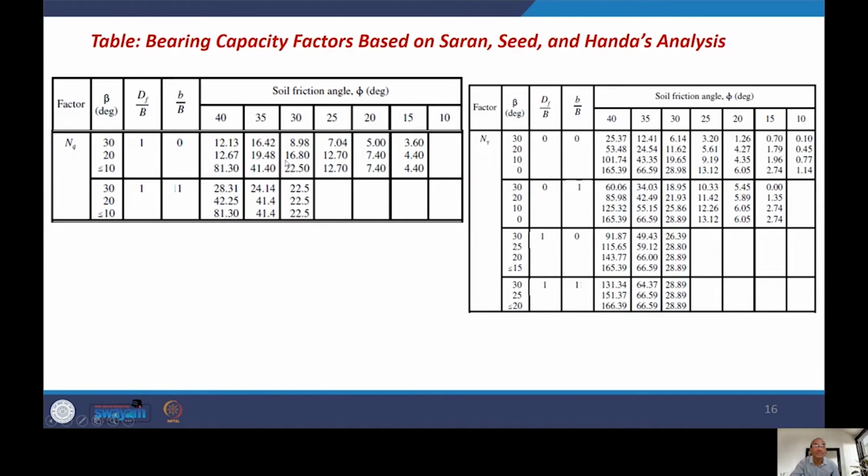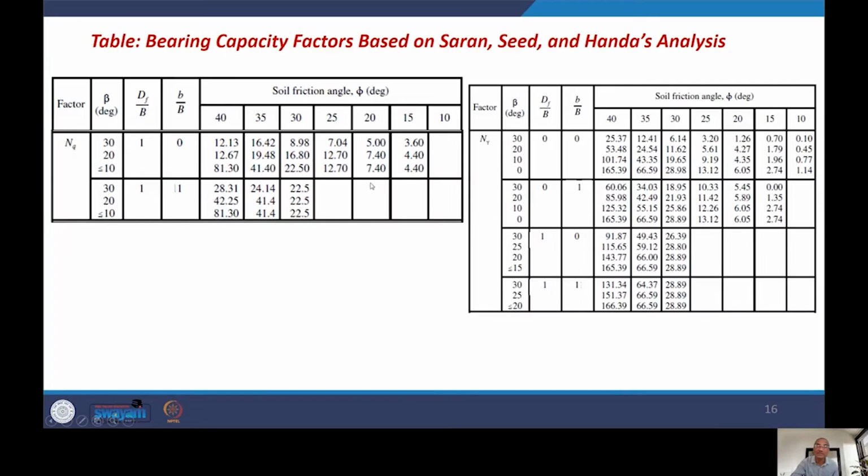Then similarly for 20 degrees, you get more. As you decrease the slope, the bearing capacity factor will increase. This is happening here. So this was for Nq. Similarly for N gamma also you have it, but for N gamma you have more data compared to Nq.